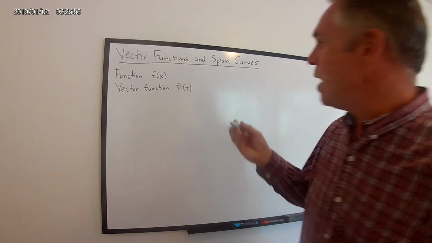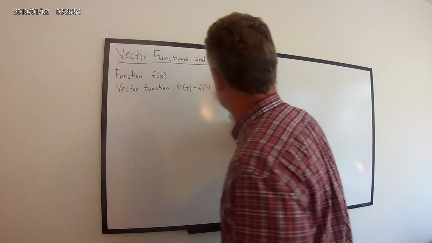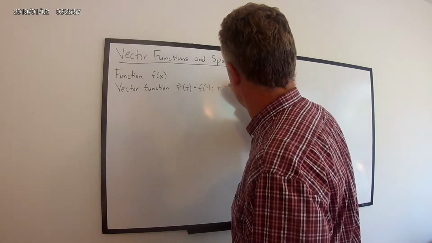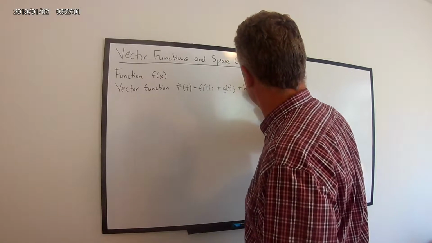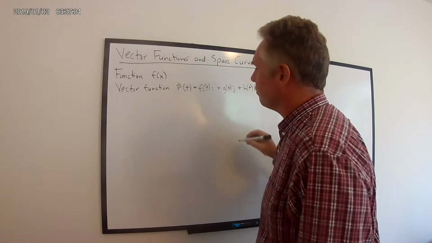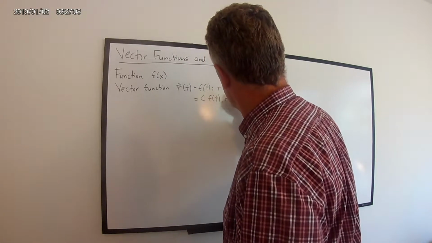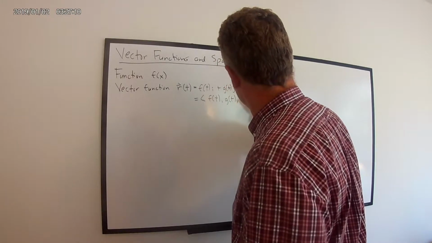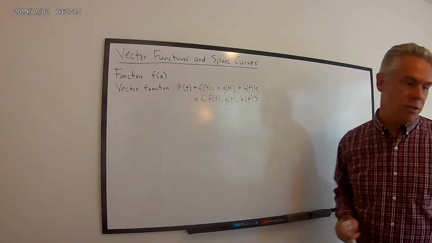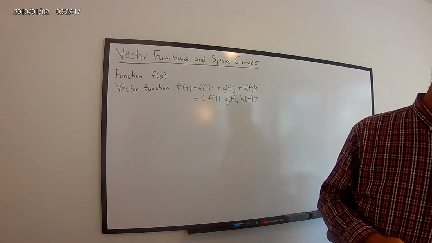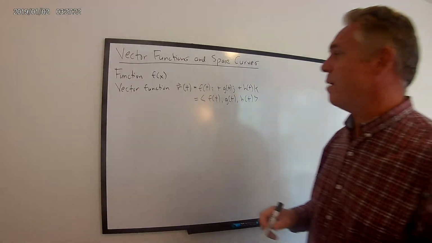And we can write this vector in terms of its components as f of t times i plus g of t times j plus h of t times k, and this can also be written in this notation, f of t, g of t, and h of t. So these f of t, g of t, and h of t are the components of our vector function r of t. And t is known as our parameter.